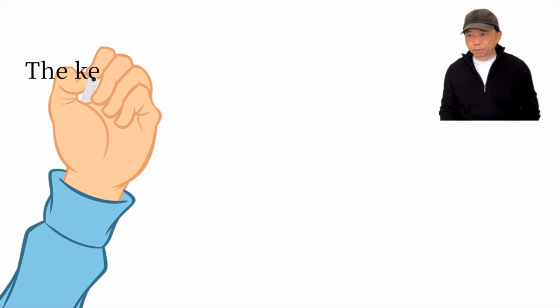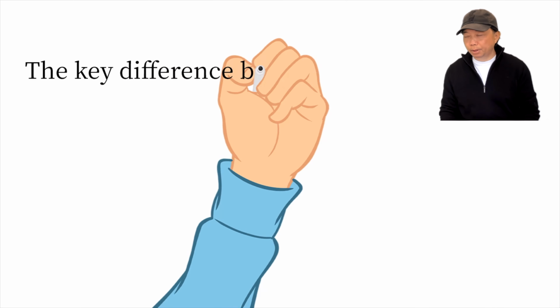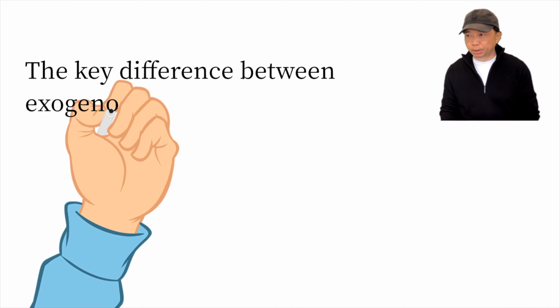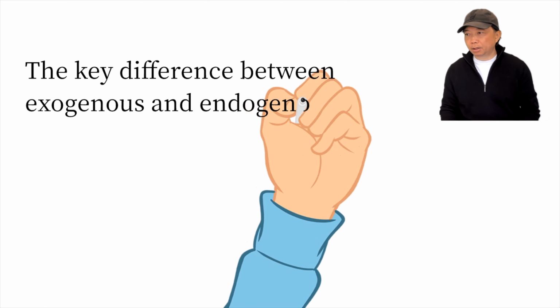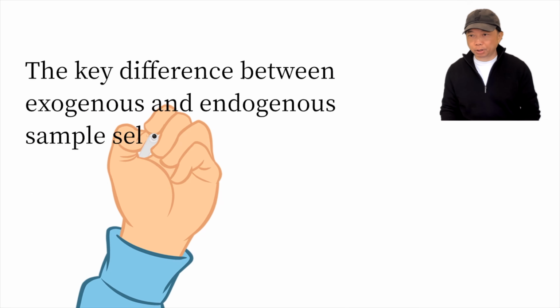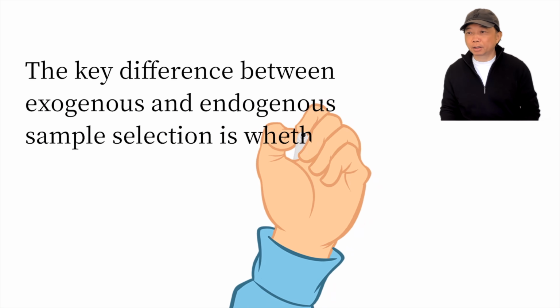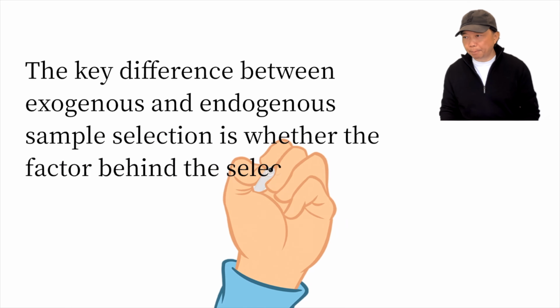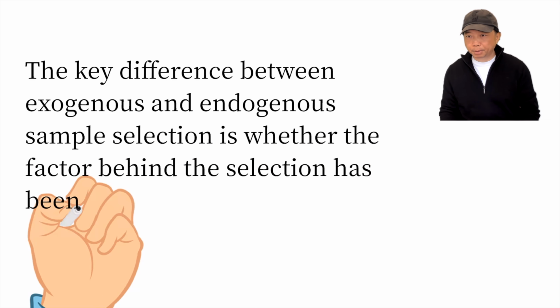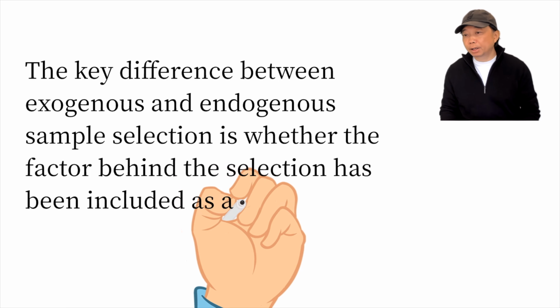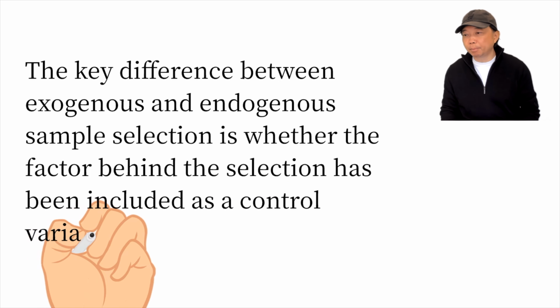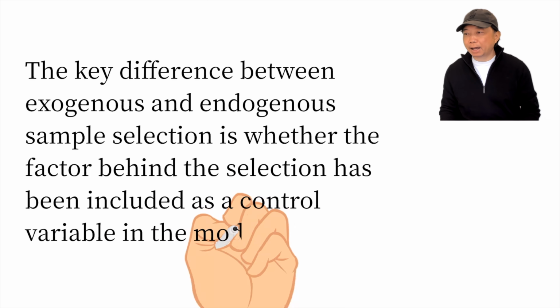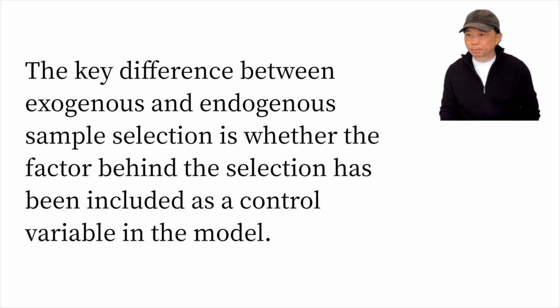The major difference between exogenous and endogenous sample selection is whether the factor behind the selection has been included as a control variable in the model. In the first example, data are missing because of age, and age is a control variable included in the model, so the OLS estimates are unbiased.